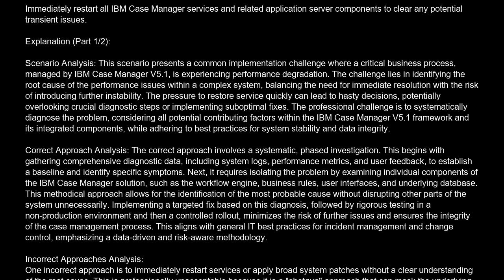Implementing a targeted fix based on this diagnosis, followed by rigorous testing in a non-production environment, and then a controlled rollout, minimizes the risk of further issues and ensures the integrity of the case management process. This aligns with general IT best practices for incident management and change control, emphasizing a data-driven and risk-aware methodology.